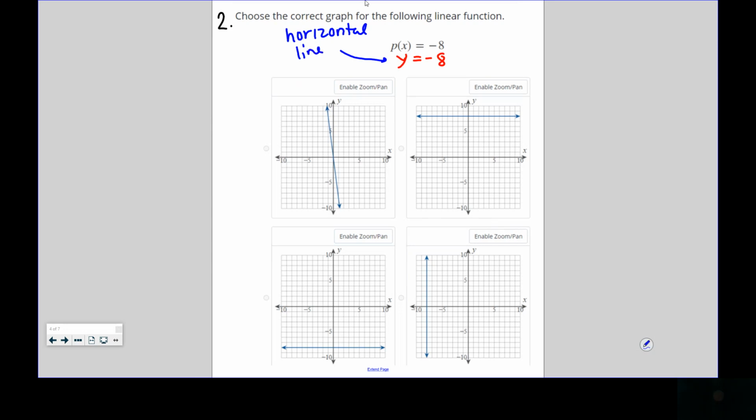So automatically we've eliminated these choices here. So we'll say this is like A, B, C, and D. So is it B or C? C, good, because this is -8. So it's a horizontal line through -8.